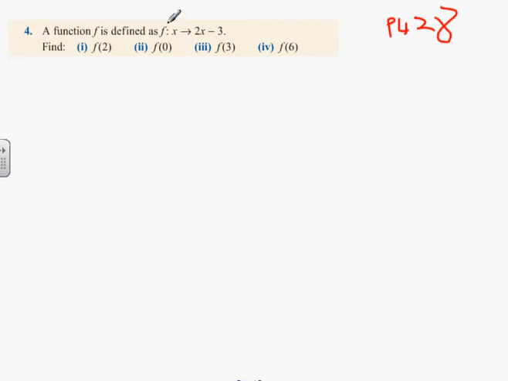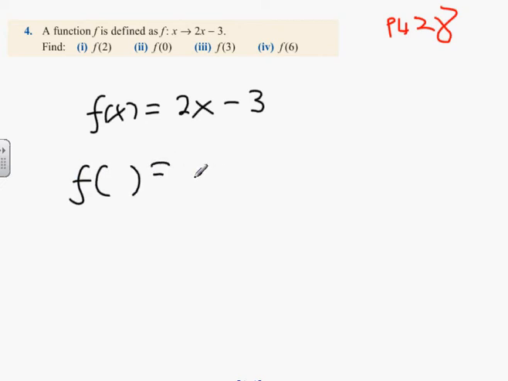A function is defined as f of x is equal to 2x minus 3. Does anybody remember what this means? Whatever number I'm given, I'm going to do what to it? Whatever number I'm given, double it, and then take away 3. What number am I given in the first one? 2. 2 times 2 minus 3? 4 minus 3, which equals 1.